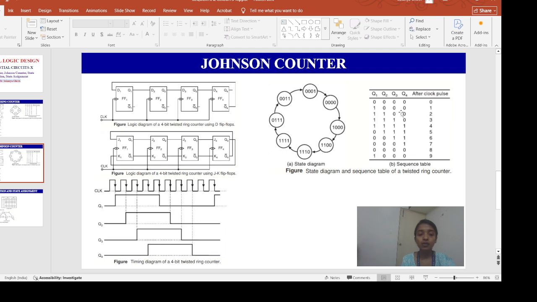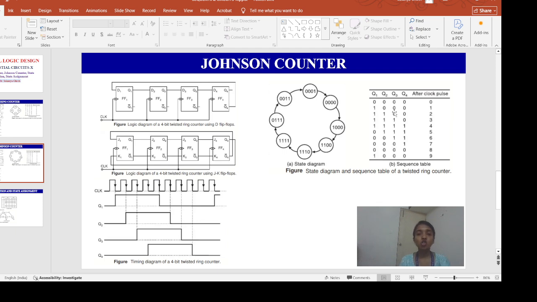The sequence given in this table is obtained, and this sequence is repeated after the 8th clock pulse. You can see over here, after the 8th clock pulse, it again becomes 1 0 0 0. If you have n flip-flops, a Johnson counter can have 2n unique states, and it can count up to 2n pulses.